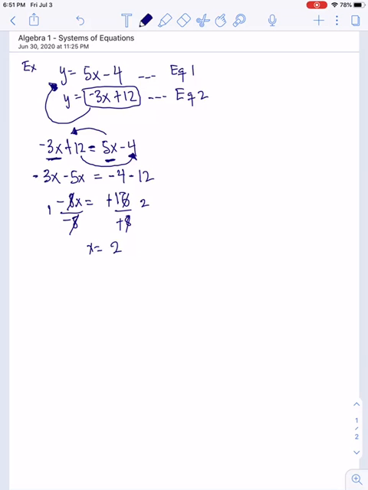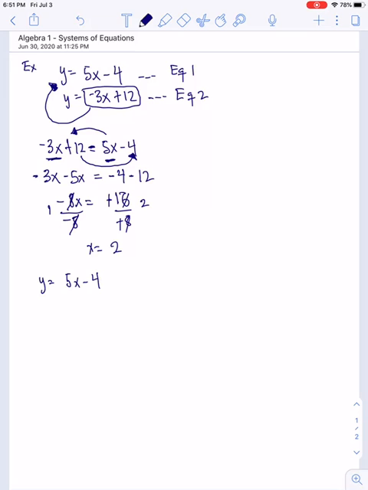And now that we have x, what we can do is plug it into either equation 1 or equation 2 for x in order to solve for our y. So in this situation, I'm going to pick the first equation. So y equals 5x minus 4.